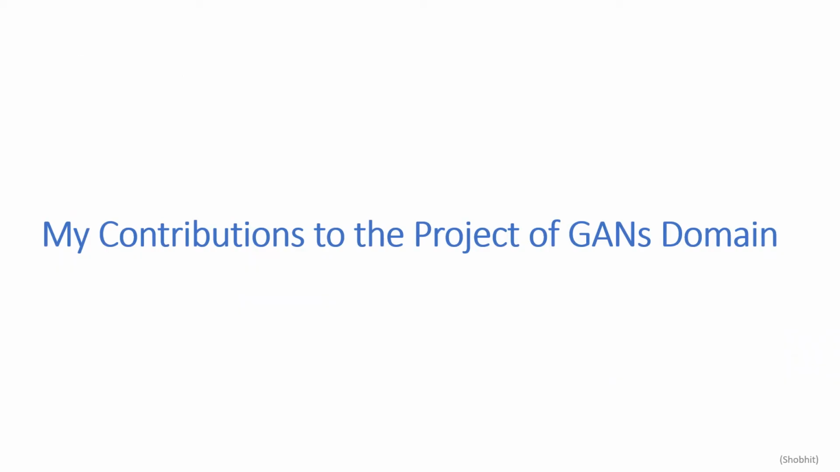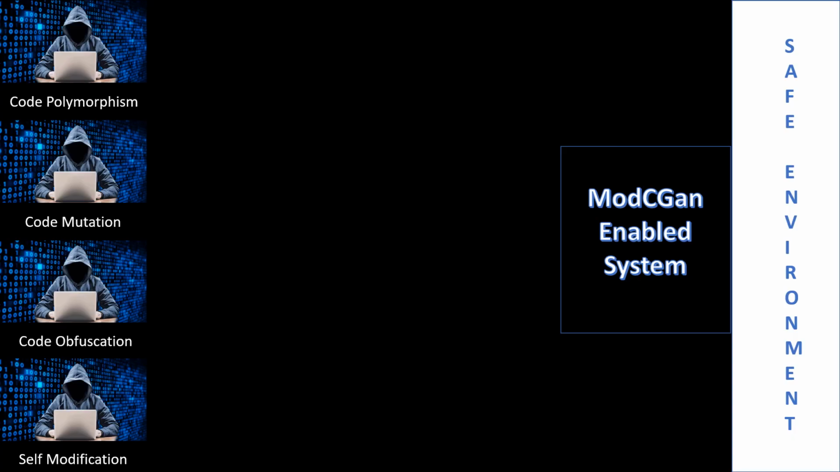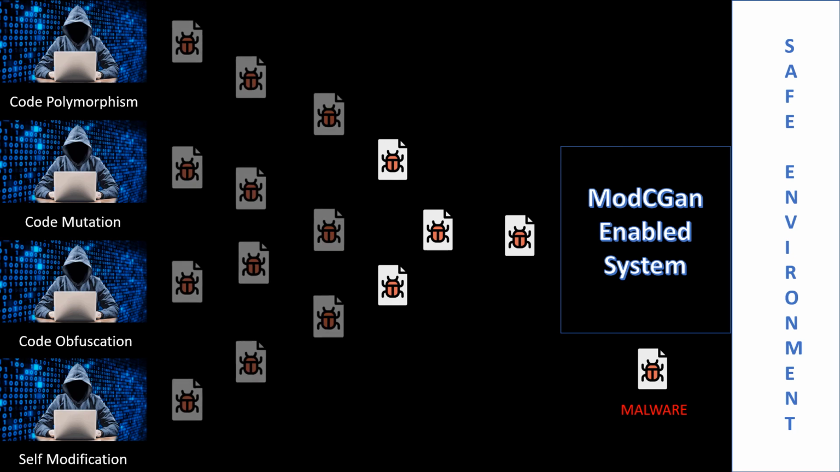Now let's see my contributions to projects in the GAN domain. I have used this GAN for malware detection purposes. The domain of my project is novel malware generation and detection. The whole idea is to detect malware which hasn't been seen yet, to secure our system from future attacks. To generate new malware, attackers are doing code polymorphism, code mutation, code obfuscation, and self-modification, so that its distribution is similar to the previous malware distribution.